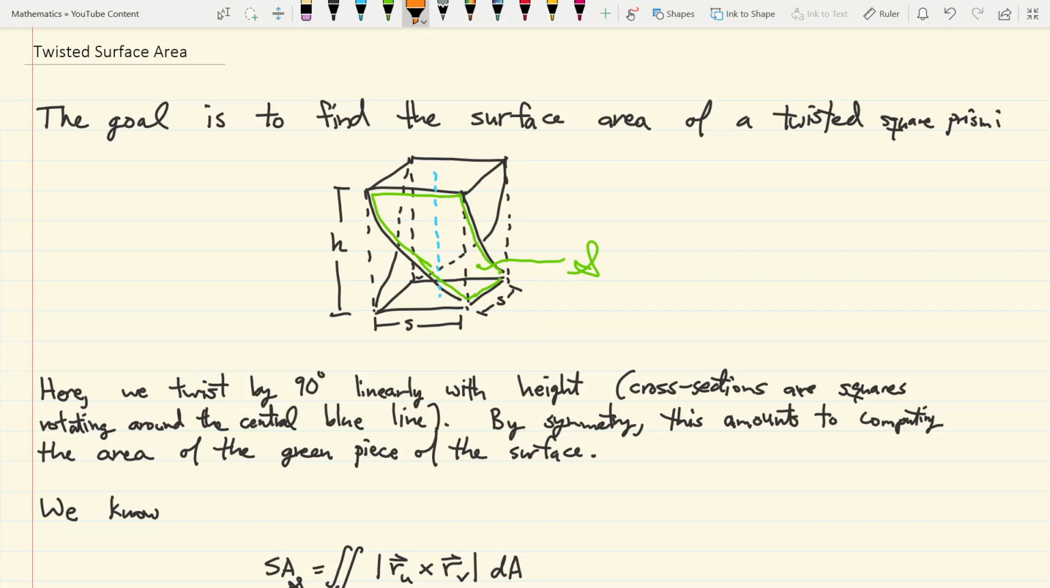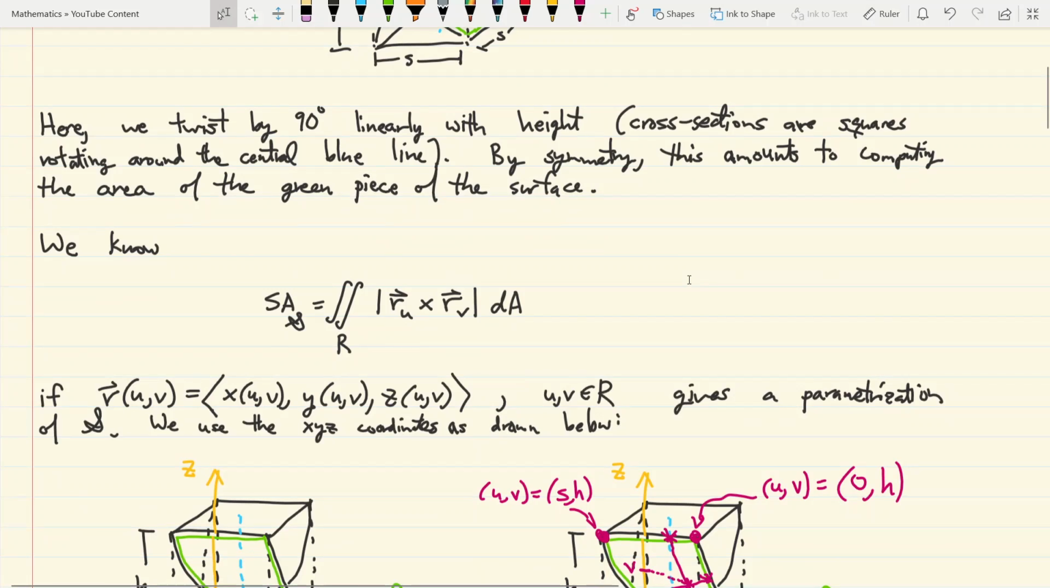Note that the green surface is not in any plane, so we actually have to use some Calc 3 to find it. So there's just this formula here that we are going to reference. The surface area of S is this double integral over R of the magnitude of the cross product of the u and v partials of r, dA. So r is a parameterization where u, v range through R.